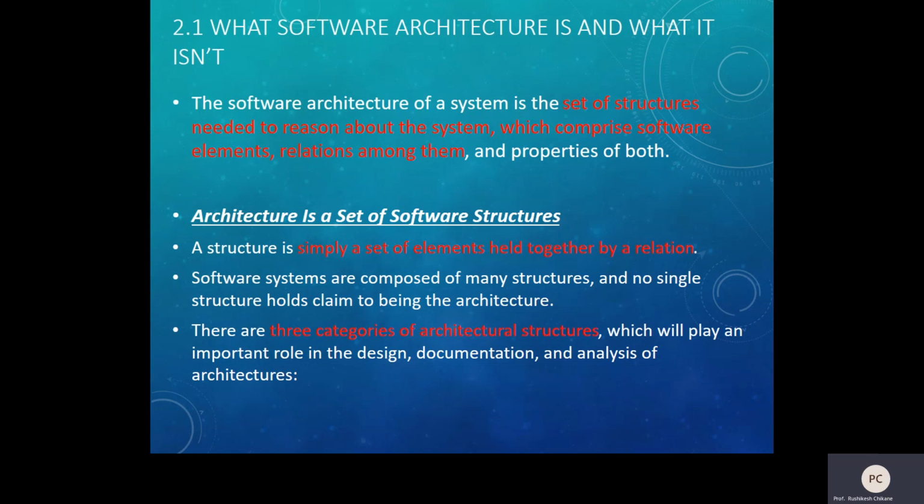A structure is simply a set of elements which are held together by relationships. If the flat is 1 BHK, then we have one hall, one bedroom, and one kitchen. All these things are the elements held together in that 1 BHK. If we have a 2 BHK, again we have one hall, two bedrooms, and a kitchen. Each and every element in that flat is held together, so that forms a structure, and when we combine all those structures, it forms the architecture.